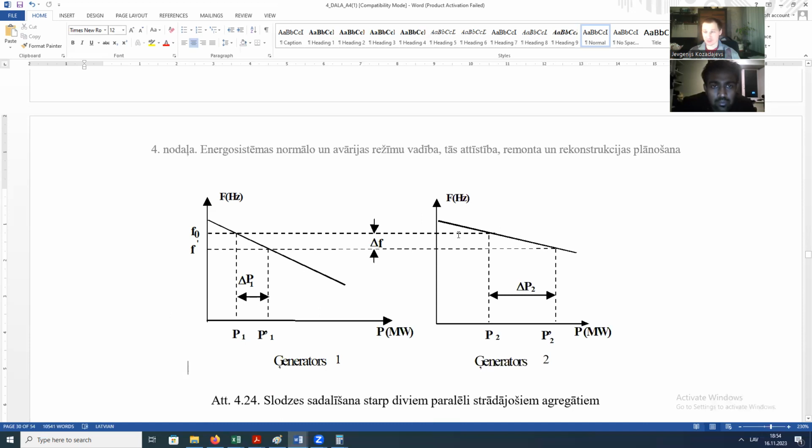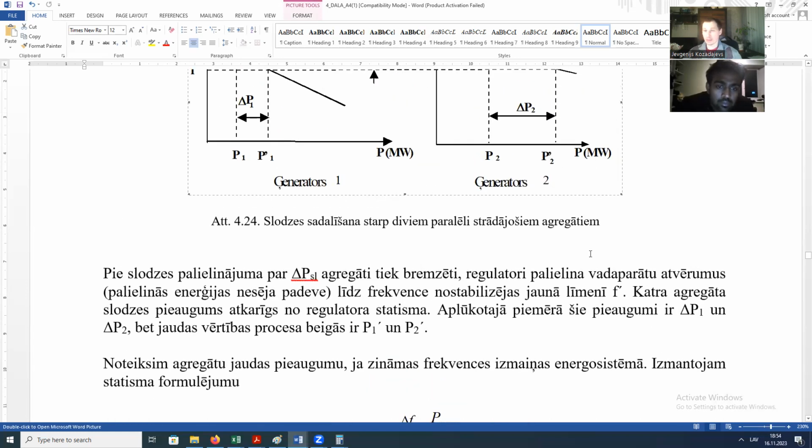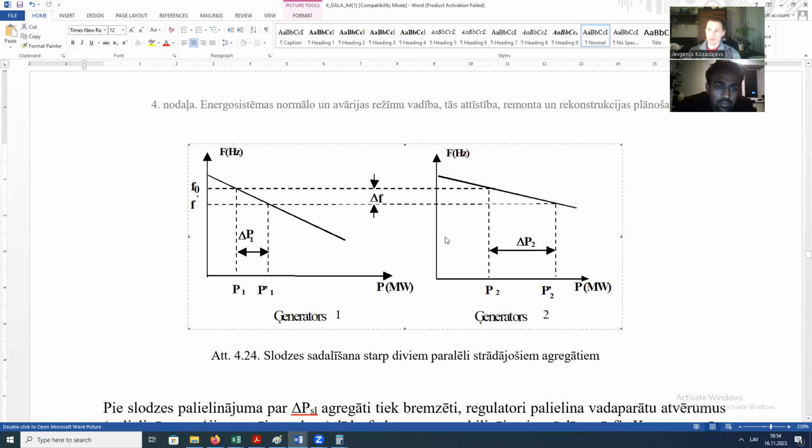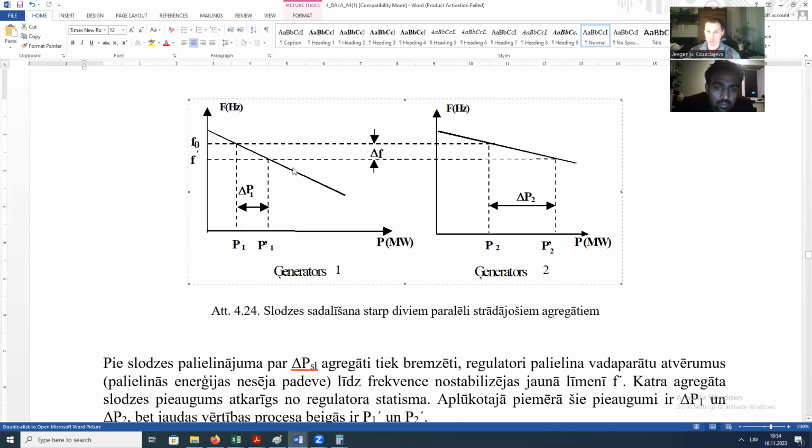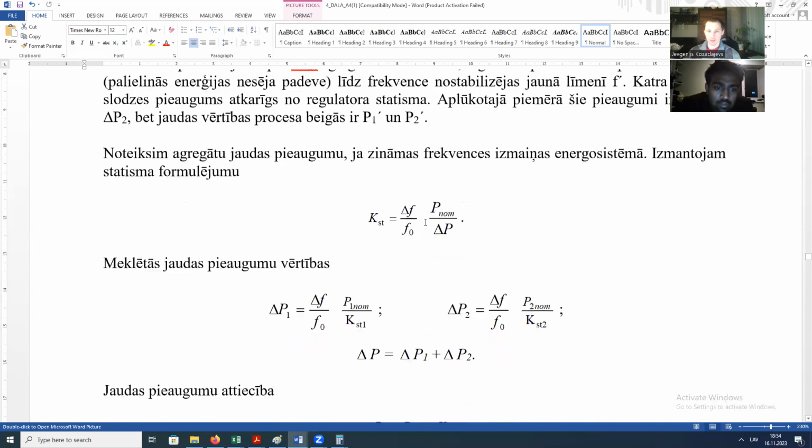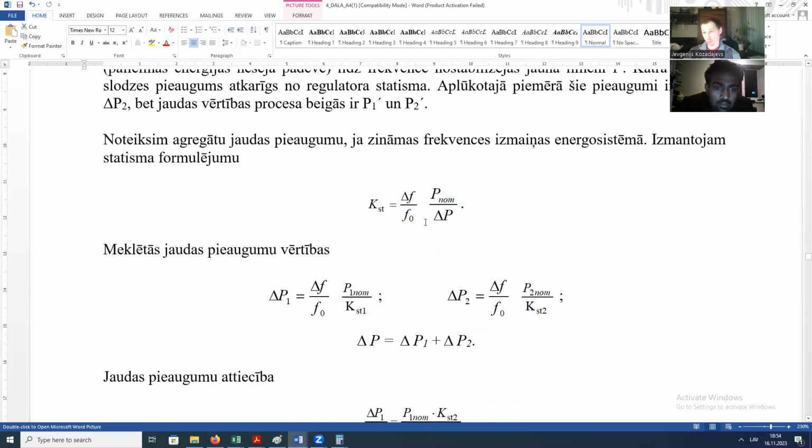And as a result, a different reaction to the frequency deviation. So the frequency deviation is the same because the frequency is the same in the whole power system, but the reaction of each generator is different. For example, here you could see the delta P is this one, and for the second one, because this curve is different, this coefficient is different, it is this one. And in case we want to calculate this coefficient for the regulator of the concentrated power plant, what do we need to do? We need to calculate its average value.